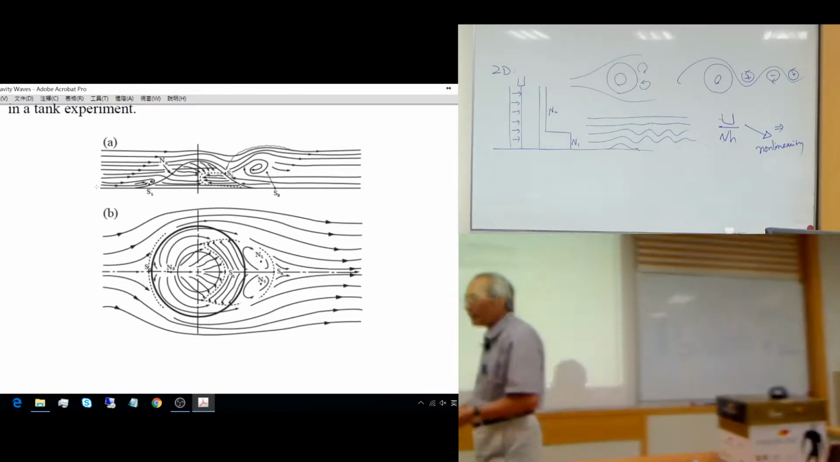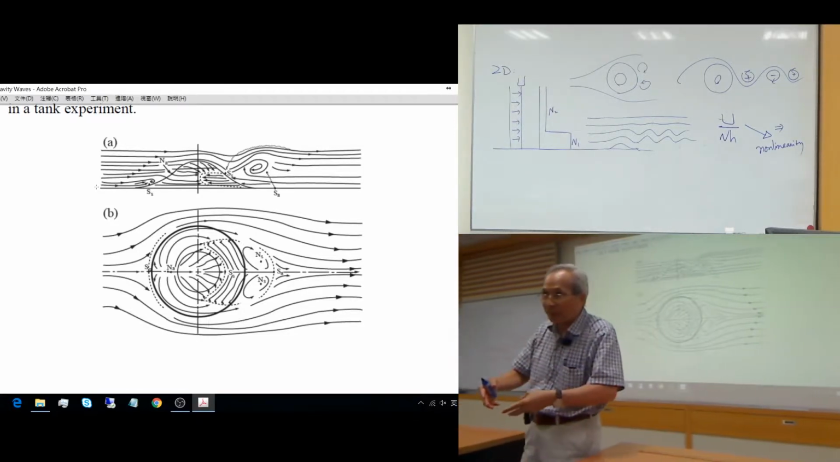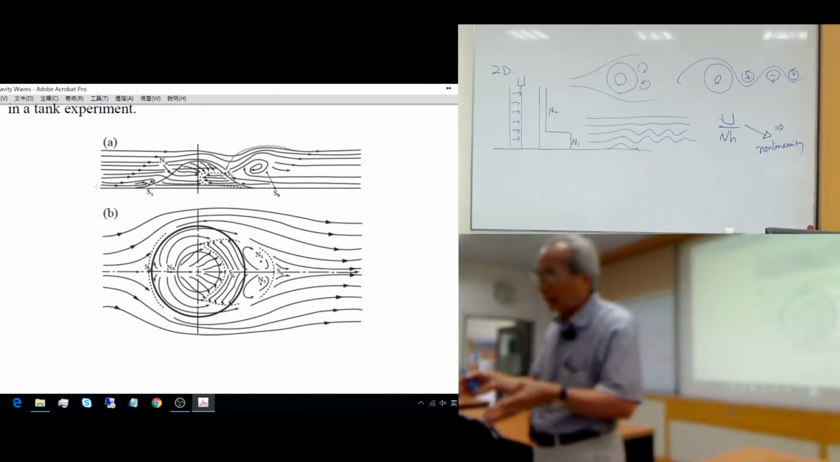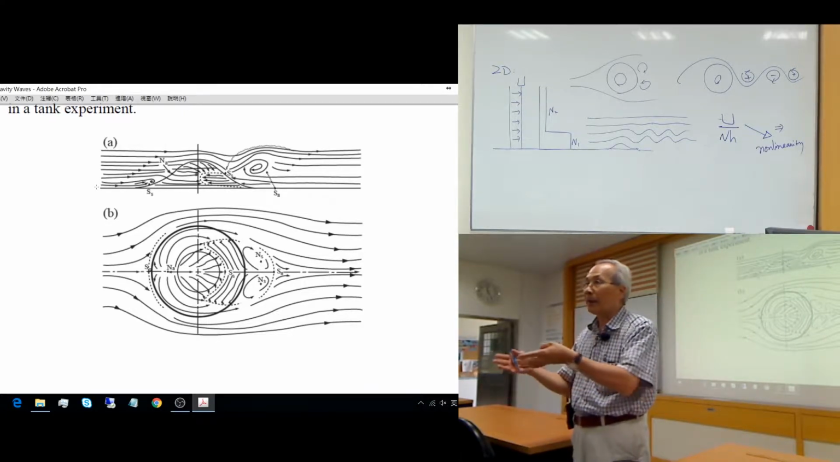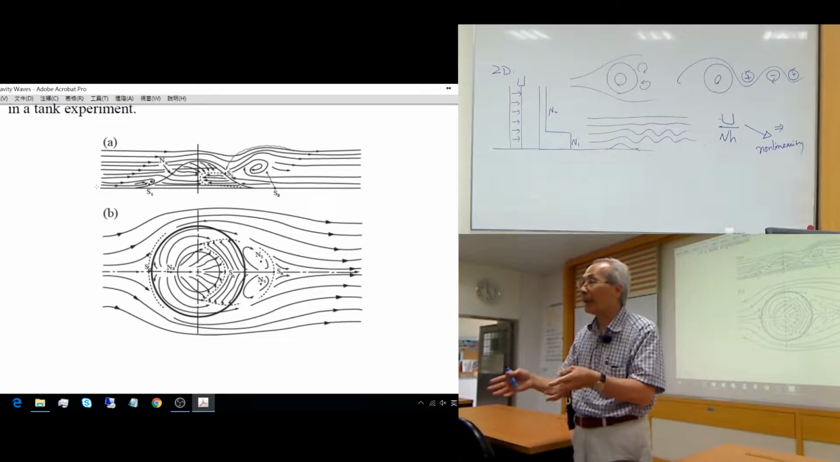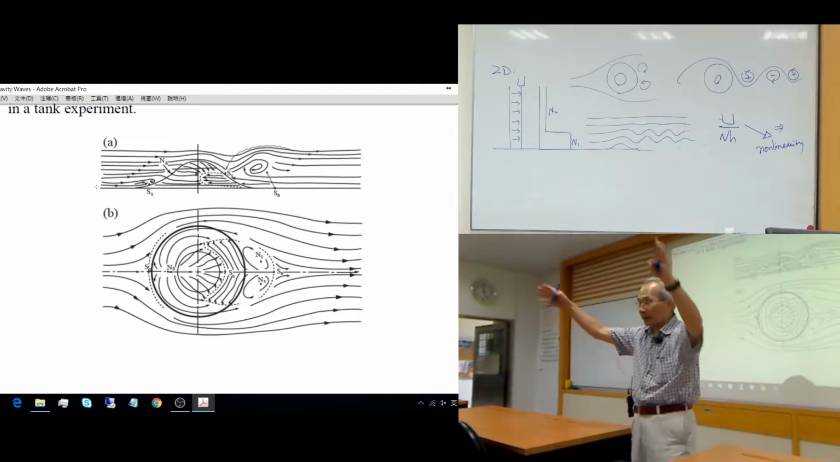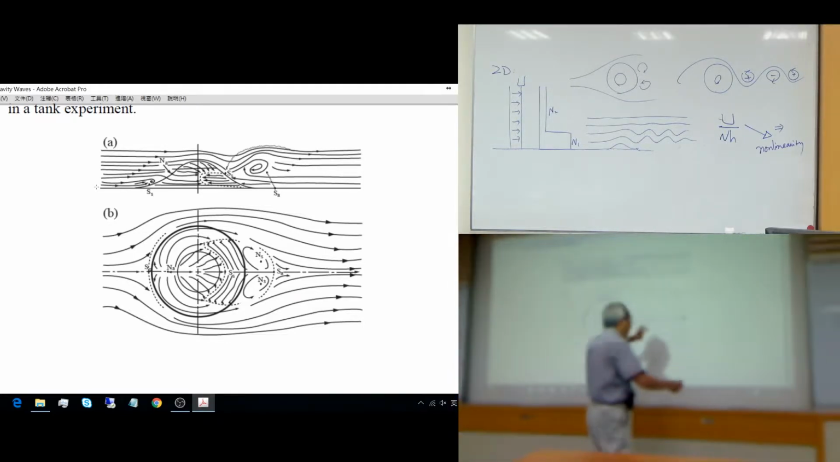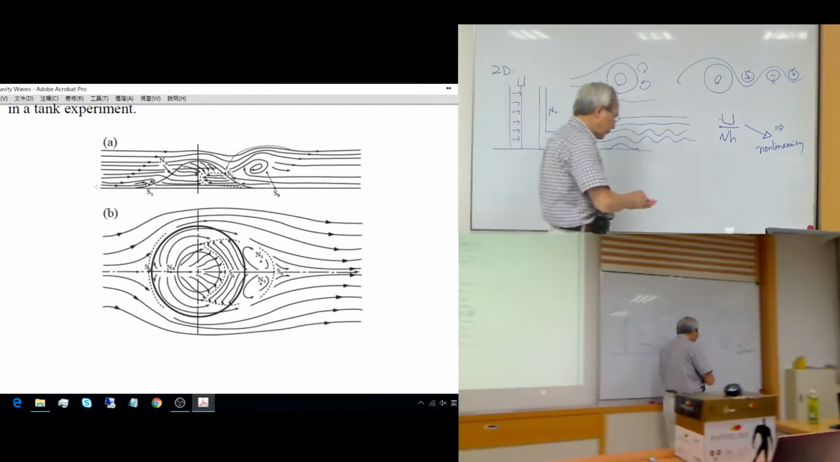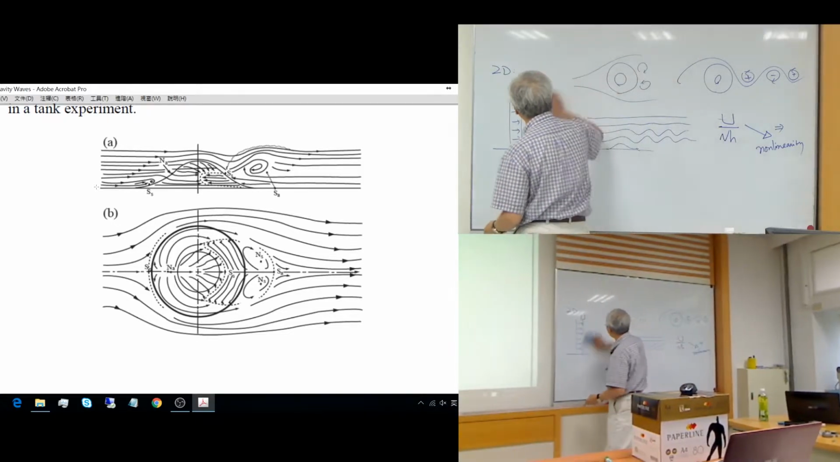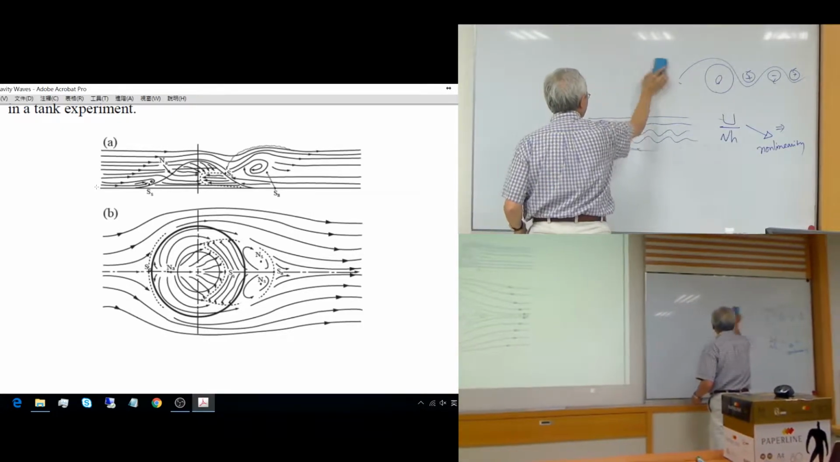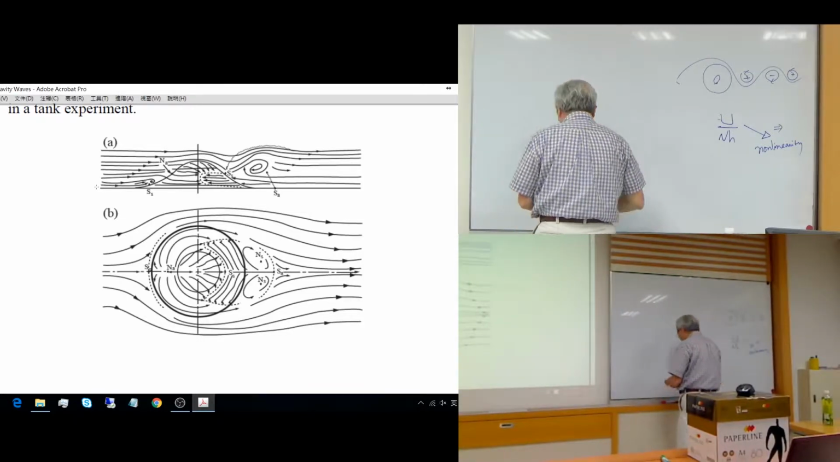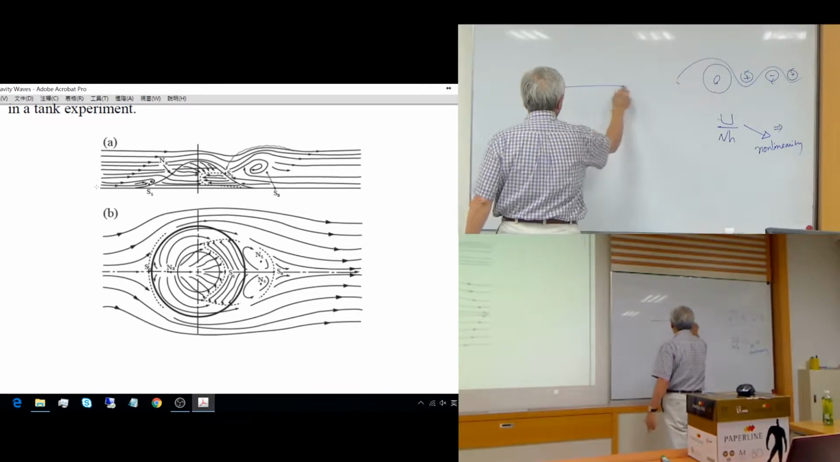So a lot of times people study this kind of phenomenon, because it is so nonlinear, by numerical simulations, idealized or real case. The other way to do it is by tank experiment. You do a tank experiment: you can build up a water tank like this.